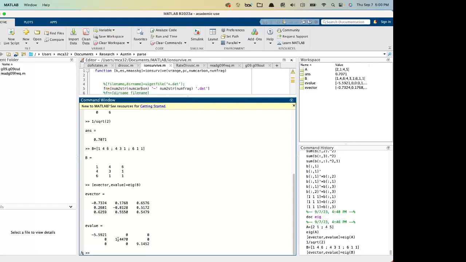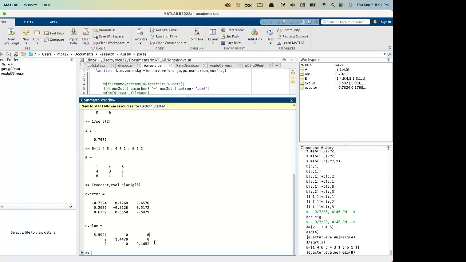Here are my 3 eigenvalues along the diagonal of my E value matrix, minus 5.59, 1.44, and 9.1452. And here are my vectors. Each of these column vectors represents 1 eigenvector. Here's 1, and here's 1. One of the special properties of this kind of symmetric matrix is that each of these eigenvectors is going to be what we call orthonormal. So orthonormal has 2 properties. One, let's do normal first.